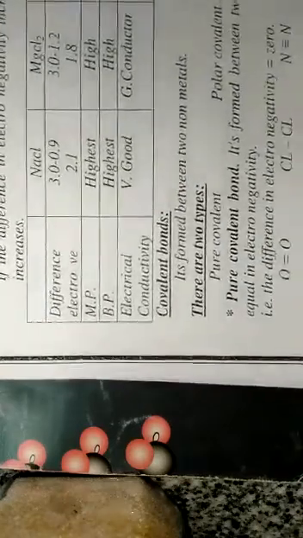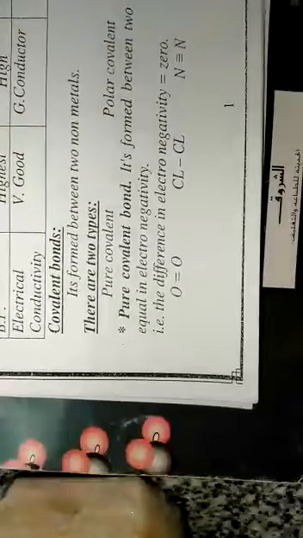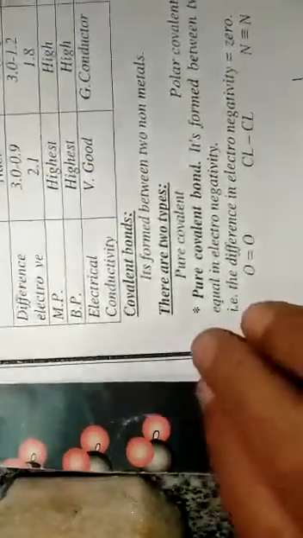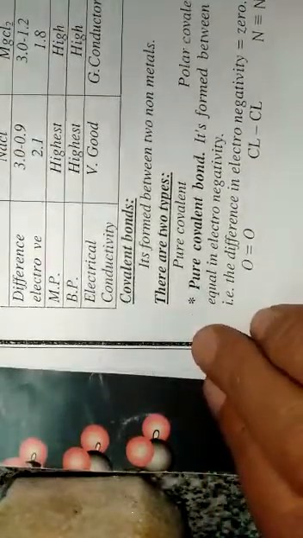The covalent has two types: pure covalent and polar. A pure covalent, difference for electron equals zero, formed between two similar atoms. Polar formed between two different atoms with difference for electronegativity less than 1.7.